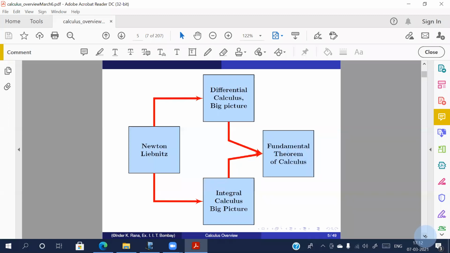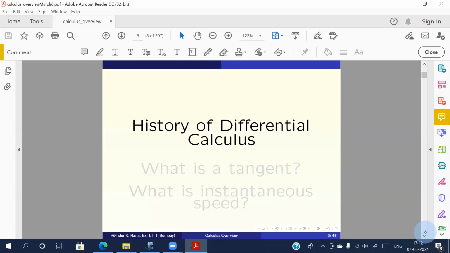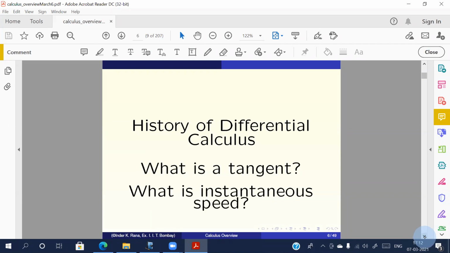So let me begin with the first part, that is the history of differential calculus. The main problems discussed historically are what is a tangent, and what is velocity or intensity at a given instant, that is, what is the speed of an object moving. These are the two main problems which were considered historically.